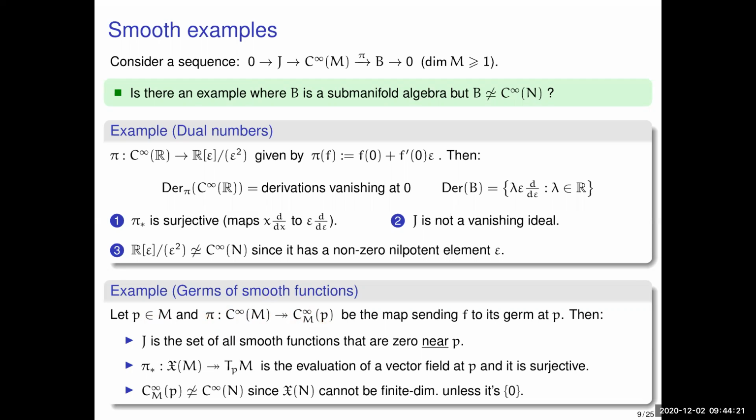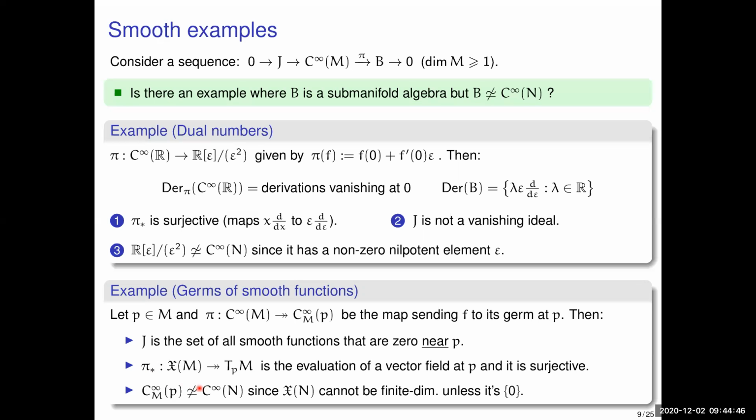And it's not difficult to realize that it is also a co-embedding because derivations of the quotient algebra are tangent vectors at P. The map pi star is the one sending a vector field to its value at that point. We know that it is surjective. Every tangent vector can be extended to a vector field. And then you have a co-embedding.